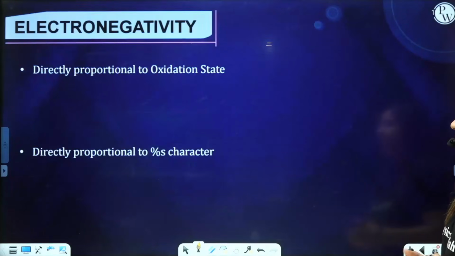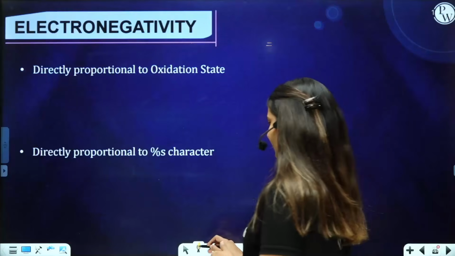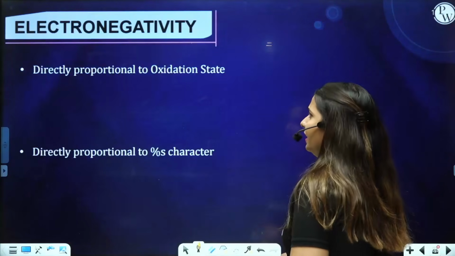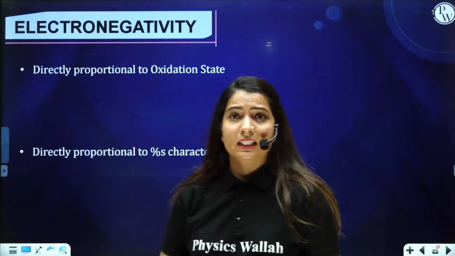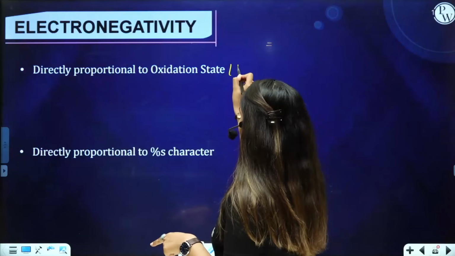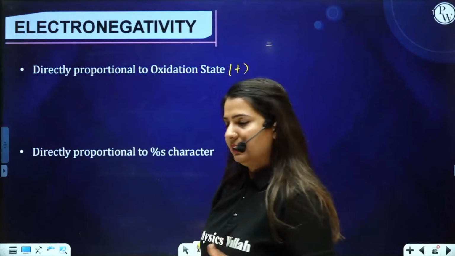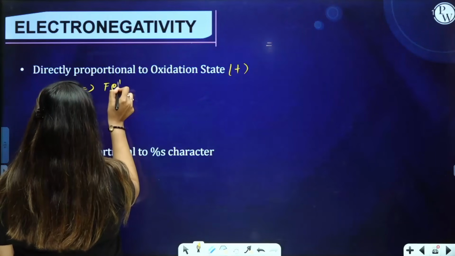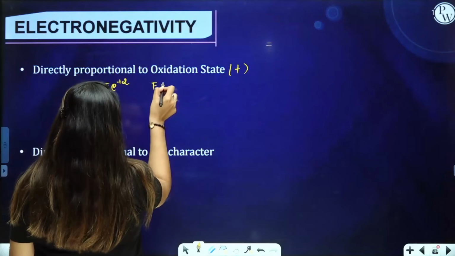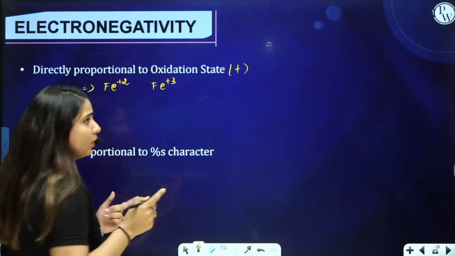Next, this is important. This is asked. First of all, electronegativity is directly proportional to the oxidation state. Now, what does that mean? I should not say oxidation state; I should say the positive oxidation state, because let's say I have an ion Fe plus 2, and then I have an ion Fe plus 3. I have these two kinds of ion.